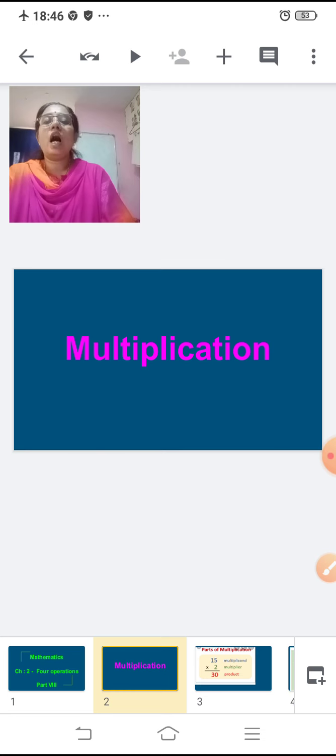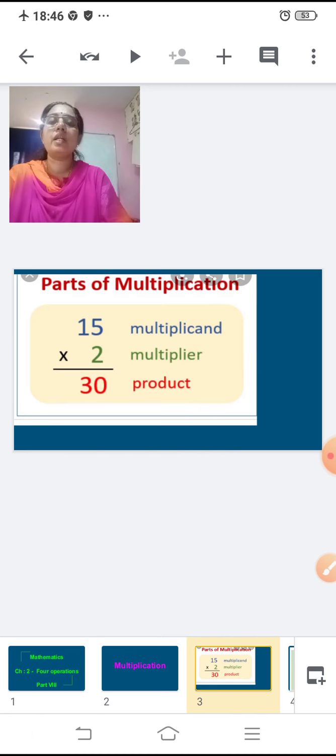Now, like how you have studied in addition and subtraction, that there were parts of addition and subtraction. In addition we have learned that the two numbers which are added are called addends and the answer you get is called the sum. Same way in subtraction you have learned that the first number is called the minuend, the second number which is subtracted from the minuend is called the subtrahend, and the answer or the result you get is called the difference. Now the same way in multiplication, the first number to be multiplied is called the multiplicand.